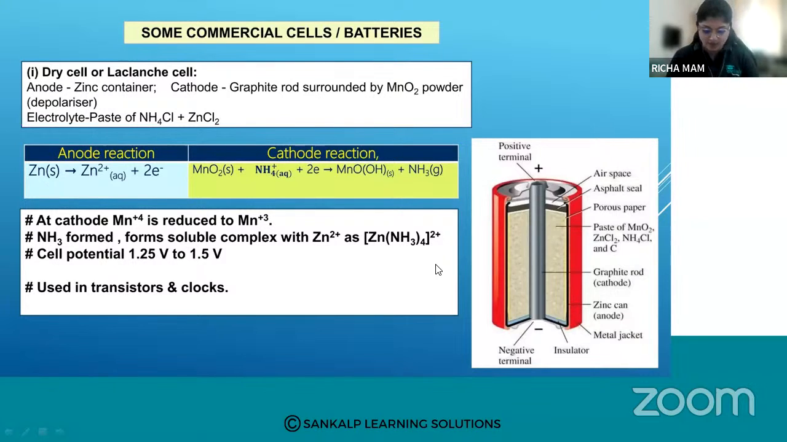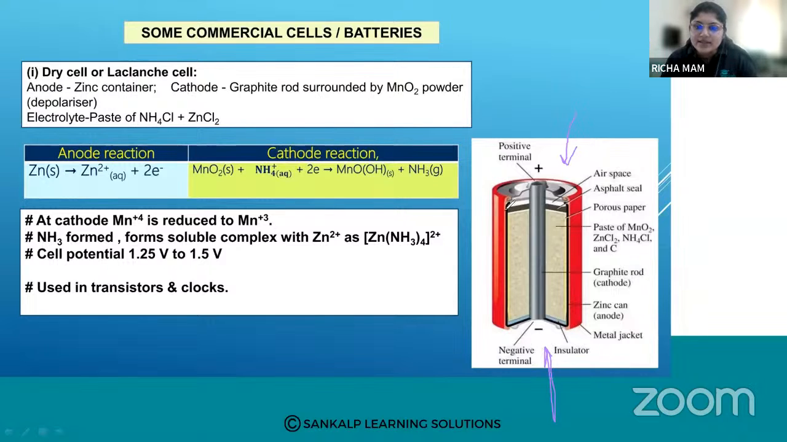So these batteries, how will it be inside? You can see it here, it is given in the diagram. So how it is inside. See, this is a positive terminal at the top, and below is the negative terminal.